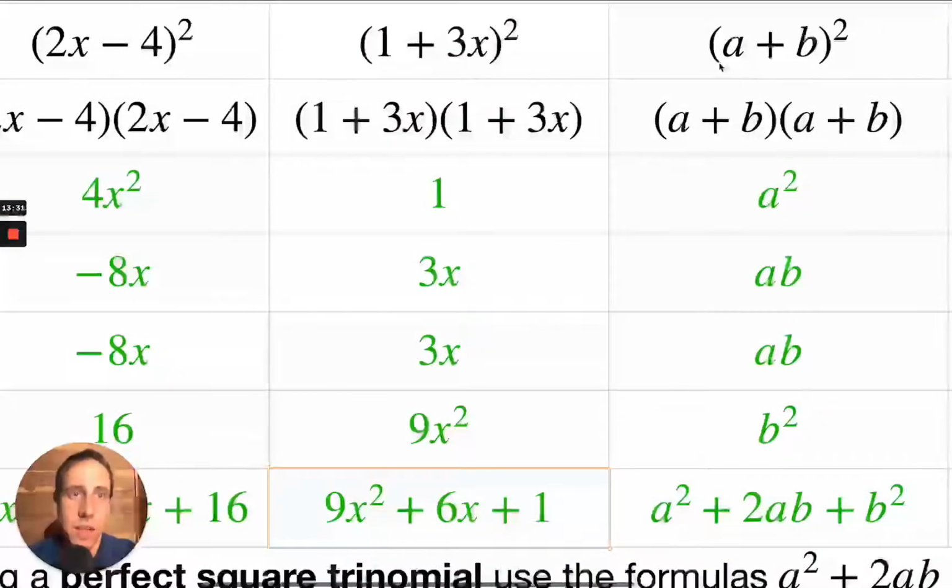And so when we get a plus b squared, that's really just a plus b times a plus b. The first term is a squared, the inside term is ab, and the outside term is also ab, and so we get b squared as the last term. So ab and ab, there's two of them. So we're going to write a squared plus 2ab plus b squared.